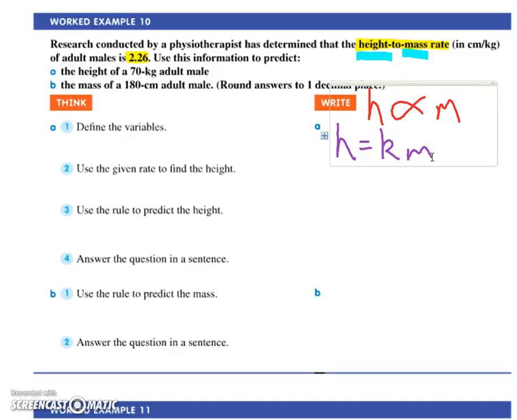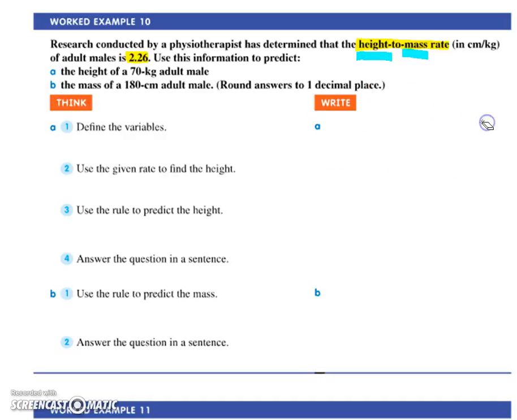Now, is that going to help us? Think about what we're given. Yeah, we are. We're given a rate. How would I write a rate? You can leave them there. I'm just getting rid of them. What have we been given? That's fine. Give me another way to write it.